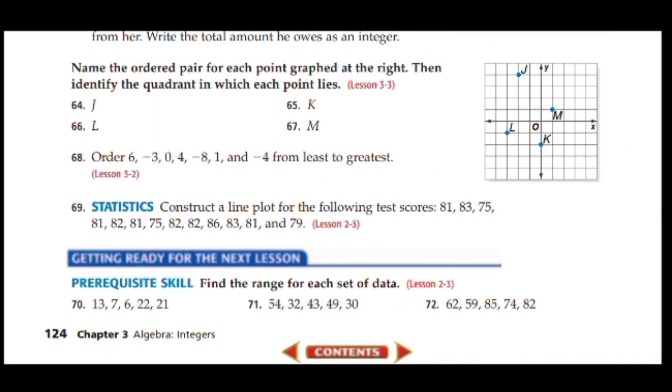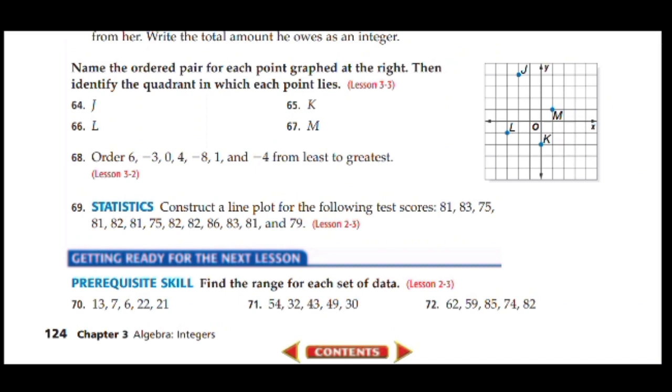64. J. 65. K. 66. L. 67. M. 68. Order 6, negative 3, 0, 4, negative 8, 1, and negative 4 from least to greatest.